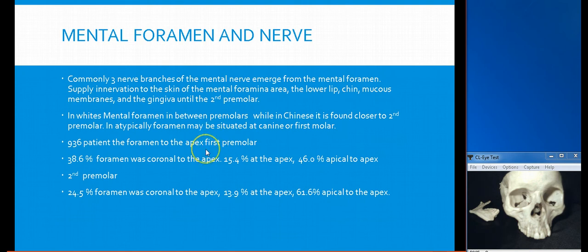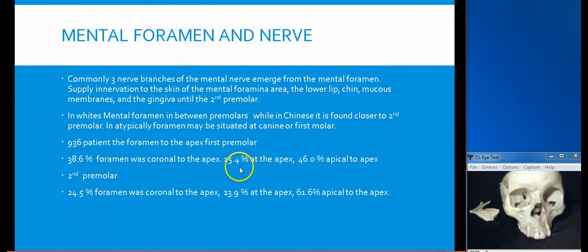Well, it does matter where the mental foramen would be compared to the apex, right? So at the first premolar, 38.6% of the time, the foramen was coronal to the apex. That means it's above the apex. So if you're trying to achieve that extra bone, you're not going to do that. For almost 37% of the patients at the first premolar area.